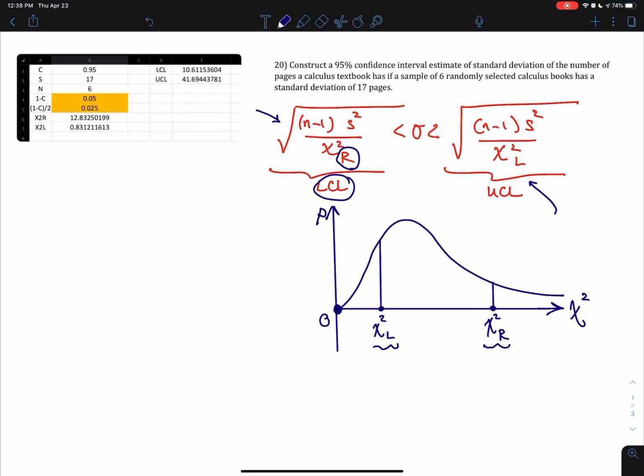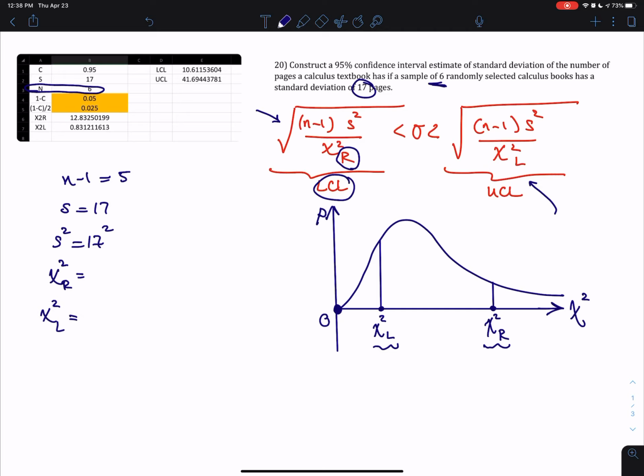Now, so what do we need for the formula to plug in? We need n minus 1. Here it says a sample size of 6. My sample size, I've typed it here, that's 6, so 6 minus 1 is 5. My standard deviation is given to be 17. So my S is 17, which means my S squared is just 17 squared. And I need to find my chi-square right value and chi-square left value.